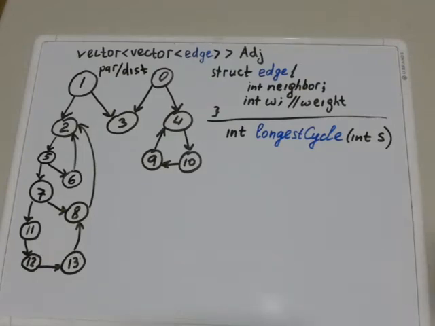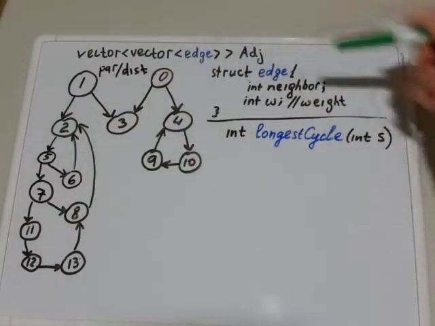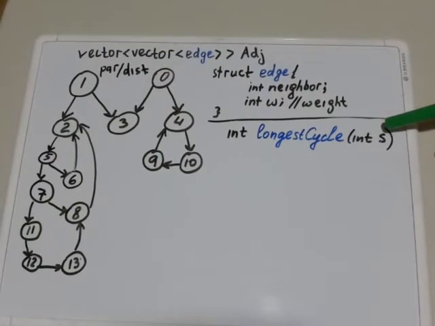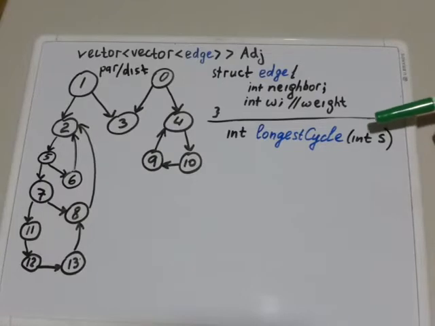In this problem, we are given a directed graph and an integer s, and we would like to find the length of the longest cycle on which s lies. We need to find it by running one single DFS visit on s.